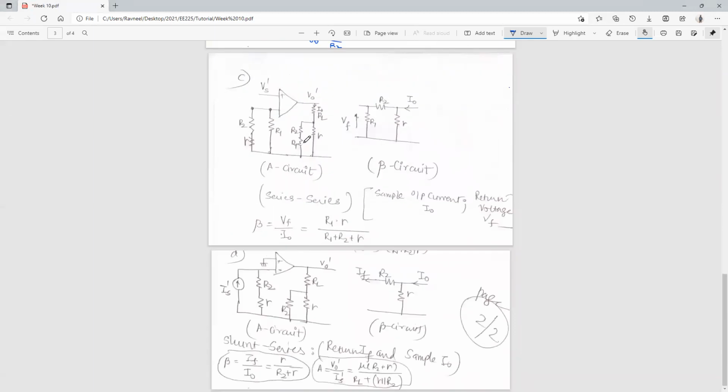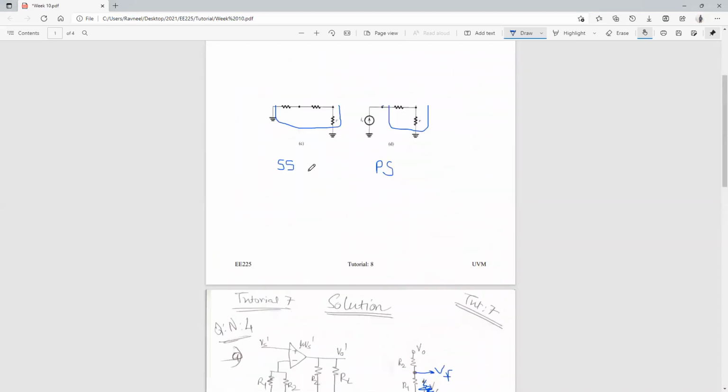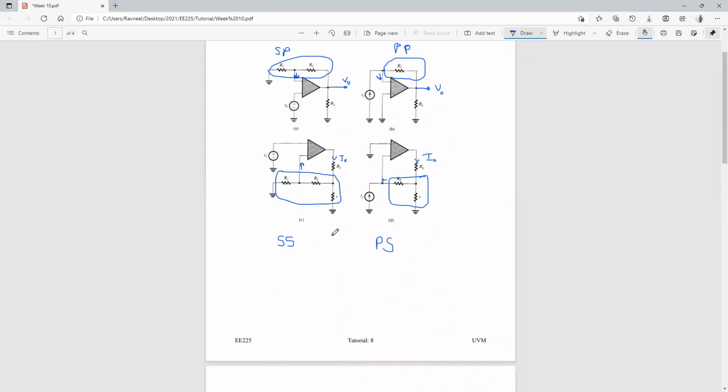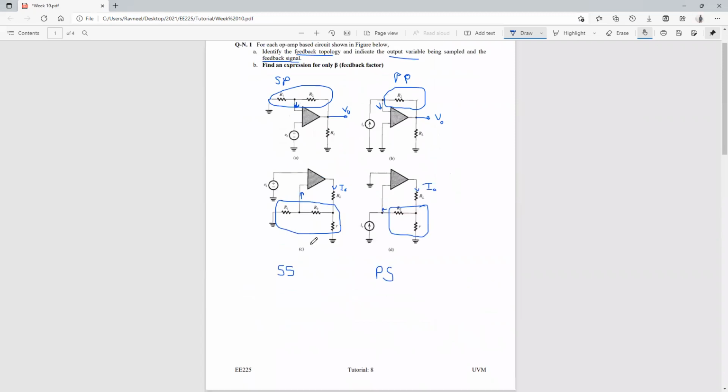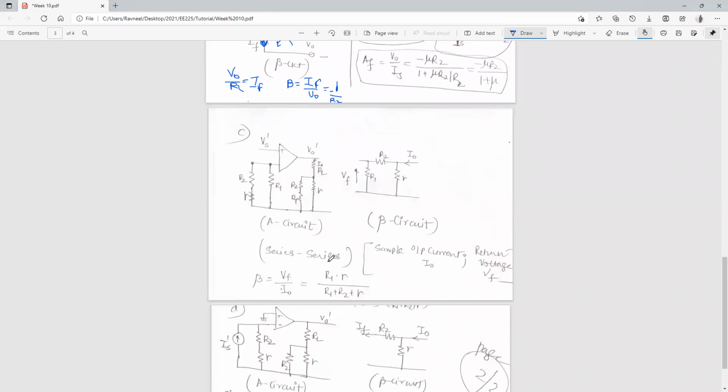That is what we have over here, right? Your R2 is in series with R1, and that is in parallel with the small r, and RL will remain as it is. So that is regarding the alpha circuit, and this becomes your beta circuit, that I have highlighted over here. The topology that we have identified for this particular circuit is series.